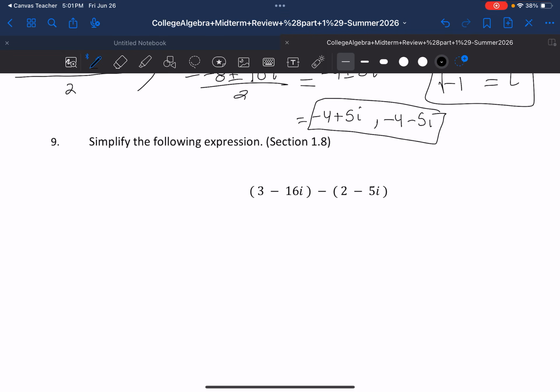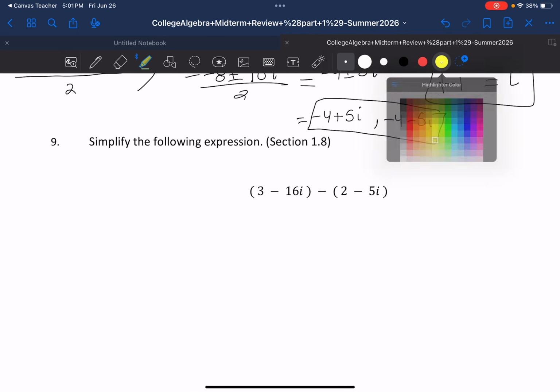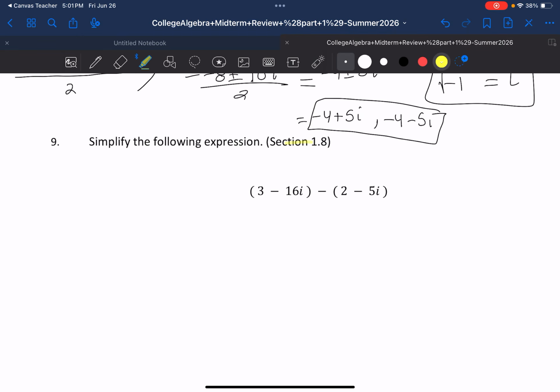Okay, number 9, moving on to the complex numbers of section 1.8. So there's going to be some simple arithmetic here.